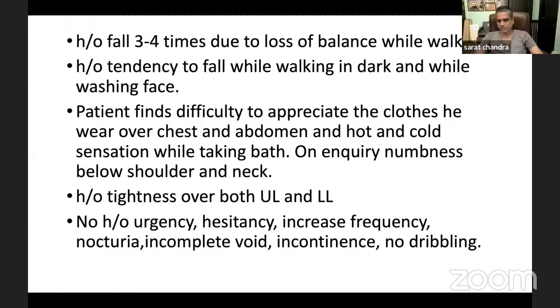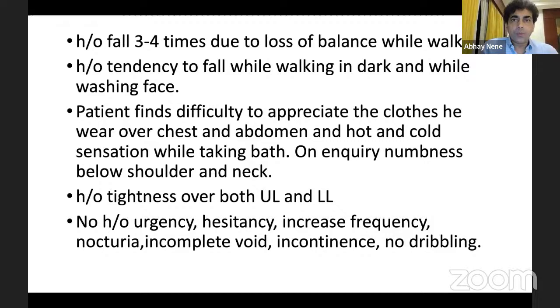No, he has very specifically mentioned it. He says history of tendency to fall while walking in the dark. So he's specifically mentioning posterior columns. So I think it's a relevant point. It should be there. And falling down while washing face is a described clinical sign in the literature. So that is also a relevant point. So I'm glad he brought it out.